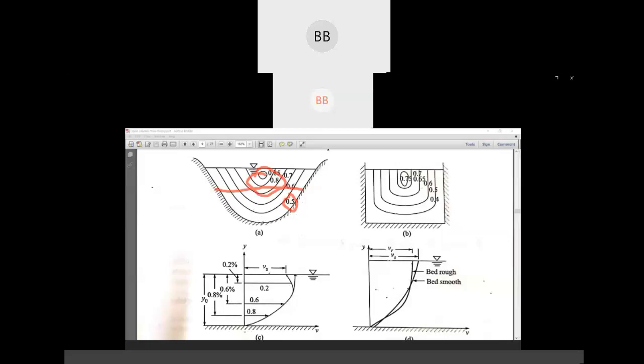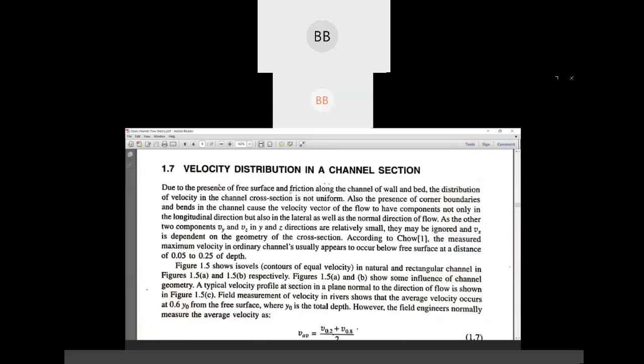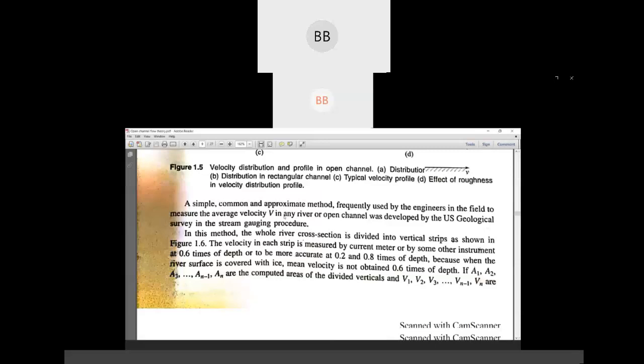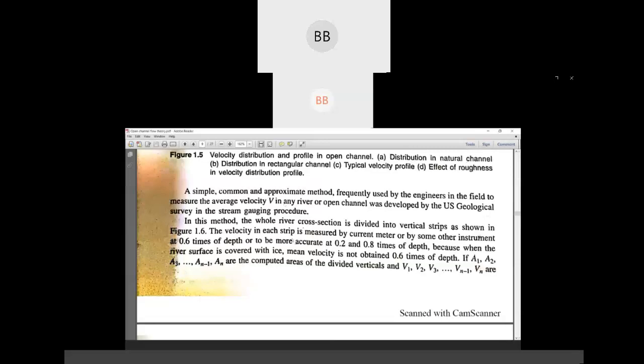Okay, so this is an example of how the velocity varies. Even when you move from top to bottom or left to right or right to left, your velocity changes. Near the boundary it's always less, and in the middle portion it's always high. But at the surface it is reduced again due to interaction between the flow of water and the flow of air. Okay, so this is all about velocity distribution in a channel section, or you can say in an open channel.